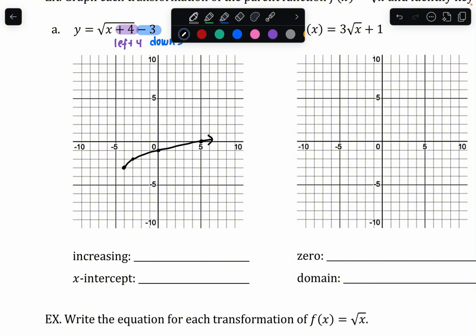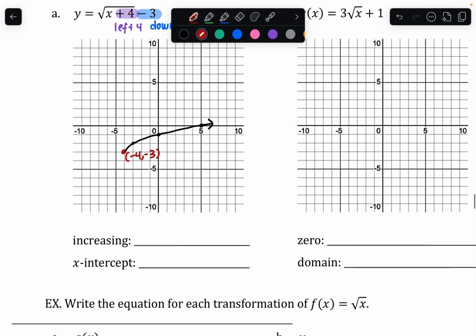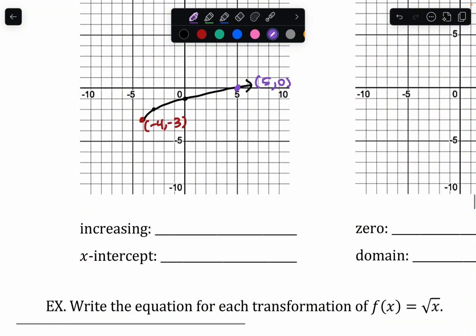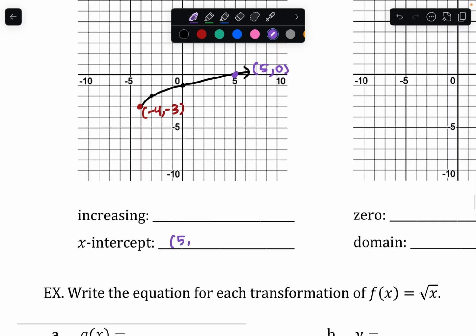Okay, and so we can see our new starting point is here at -4, -3. So you can kind of treat this like vertex form of a quadratic. And then we can see our x-intercept here is at 5, 0. Okay, and so x-intercept is 5, 0.